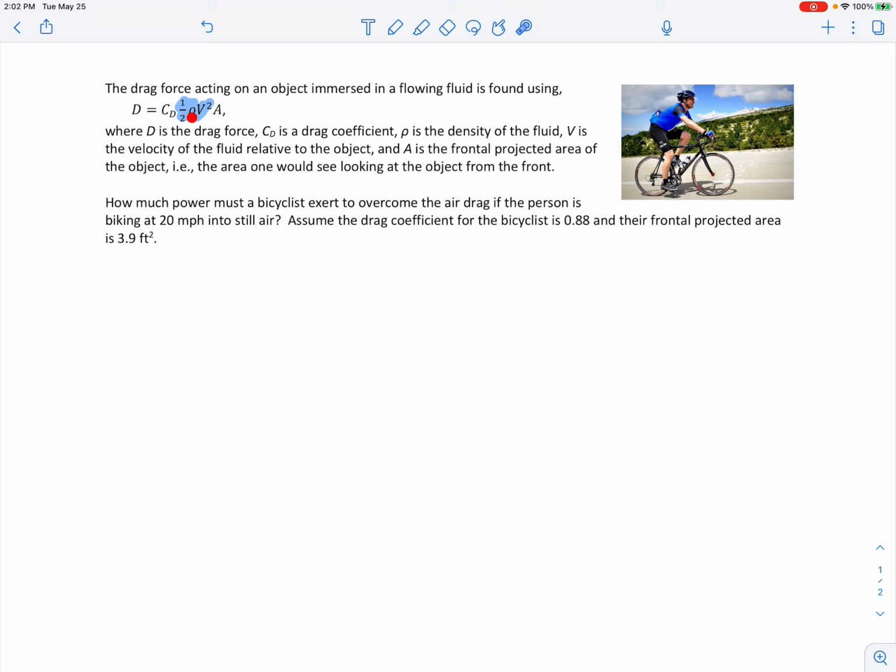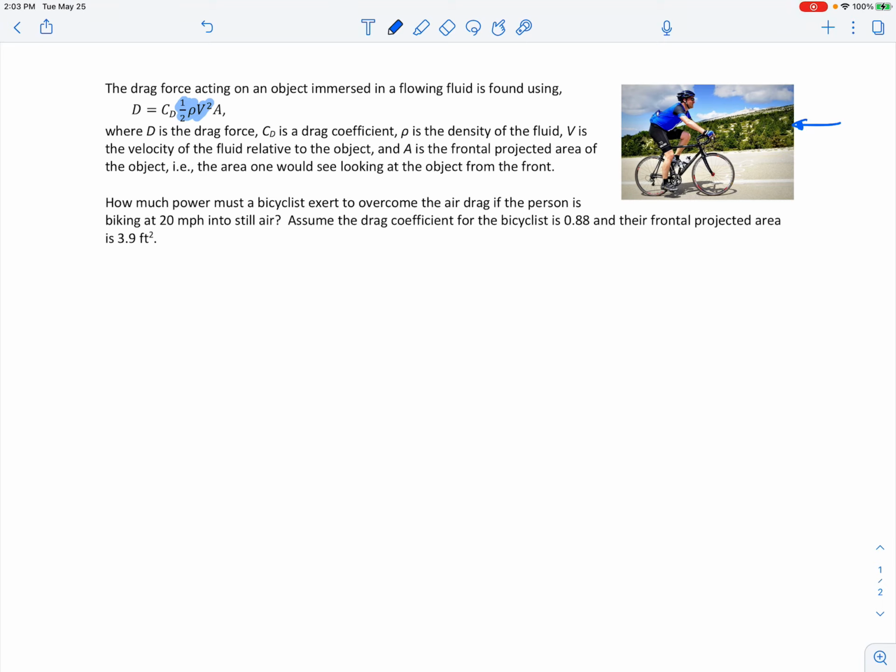Rho is the density of the surrounding fluid, in this case air for this example. V is the velocity of the object relative to the fluid. And A is what's called the frontal projected area of the object in this particular case. It would be the area you would see if you looked from the front, the cross-sectional area you would see. So in this example, we're talking about a bicyclist, so the area here would be the area you would see looking from this direction, the frontal projected area of that bicyclist.